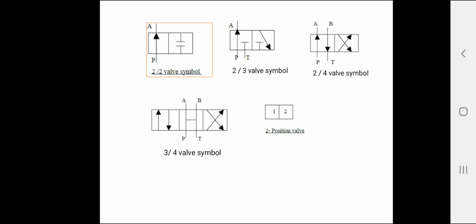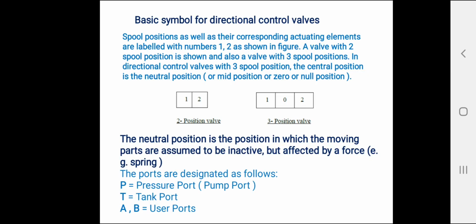The neutral position is the position in which the moving parts are assumed to be inactive but affected by a force. Now the ports are designated as P, T, A and B. Here there are 2 position valves and here there are 3 position valves. P means the pressure port, that is the pump port, and T is the tank port. A and B are the user ports.